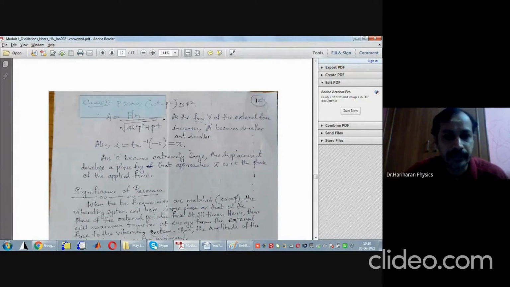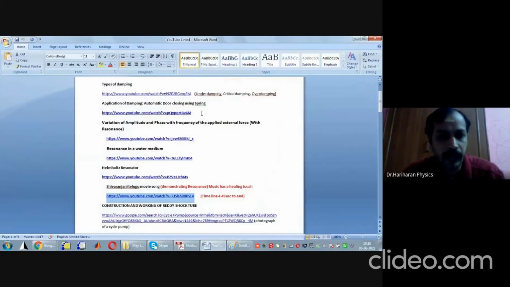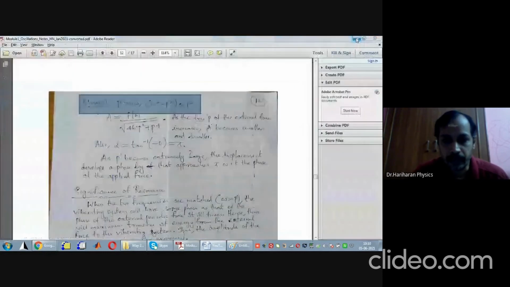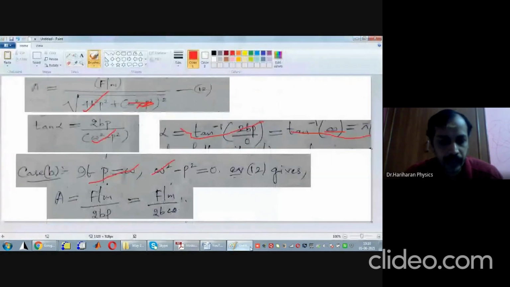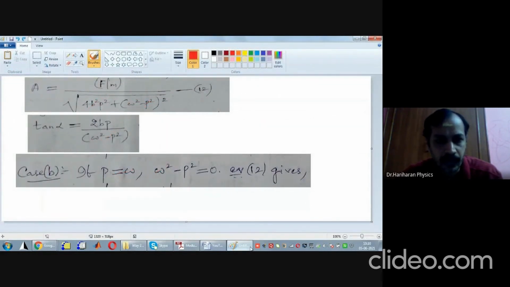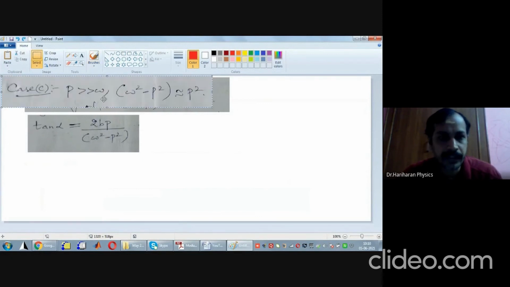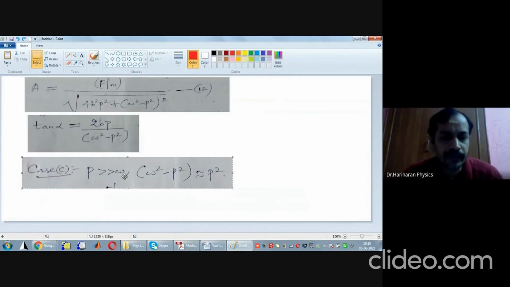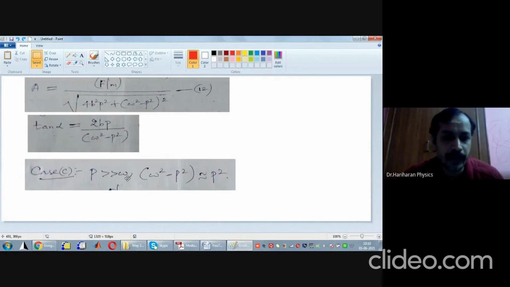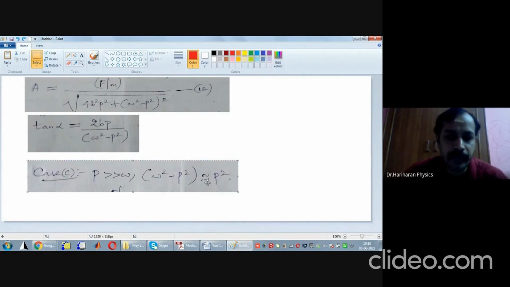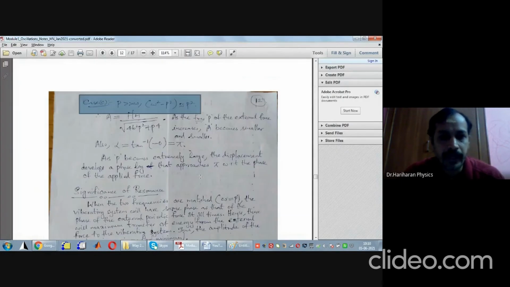So I'll take this. I'll remove all other stuff. Now look here, this is the third case. If P happens to be far higher than omega, for example, 1 lakh is greater than 10, or 10 crores is greater than 5, then omega square minus P square will be as good as P square. In that case, what will happen?